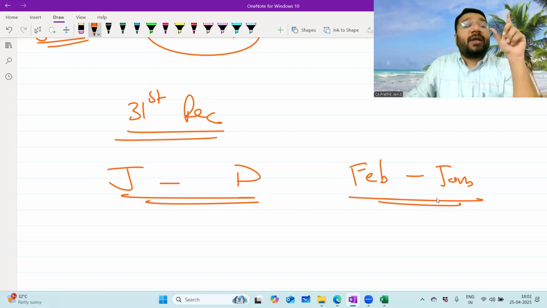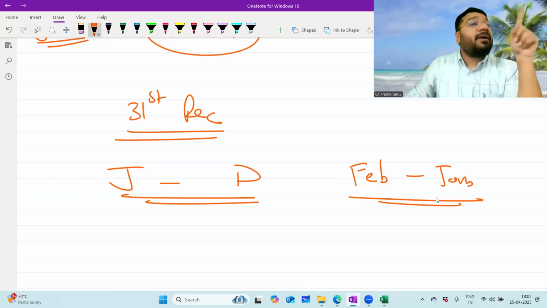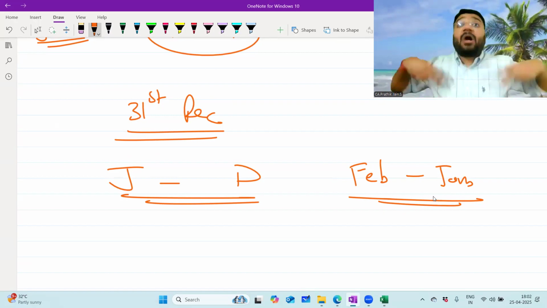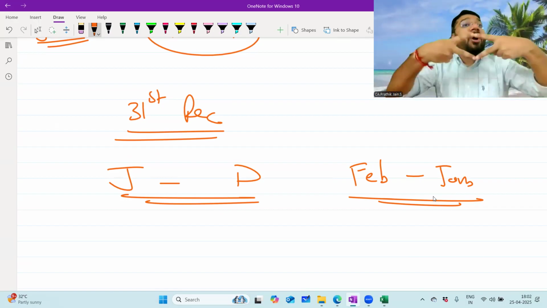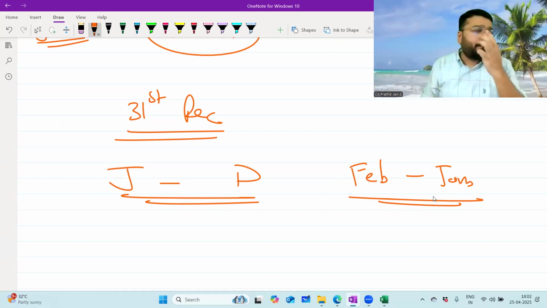But we took April to March. Why? Because it is in sync with the income tax law. So we don't have to prepare accounts twice, one for accounts and one for income tax. So we adopted April to March as it is.